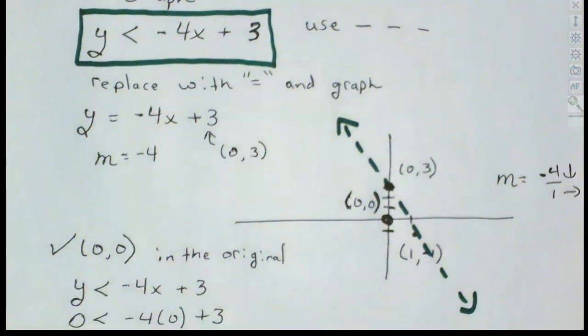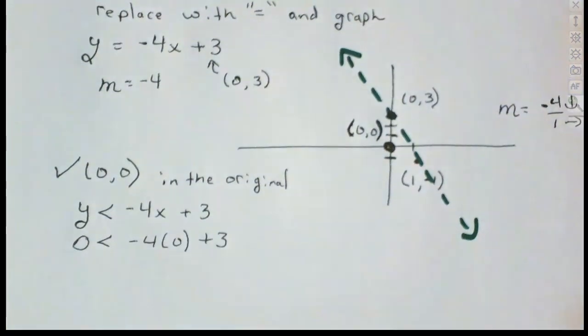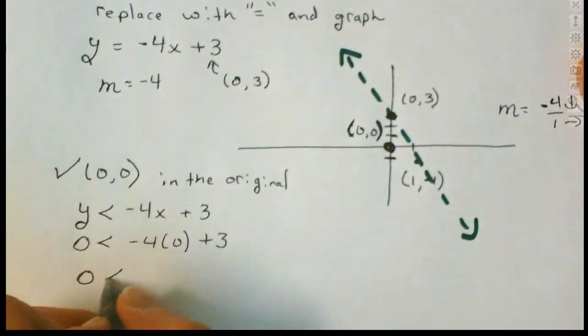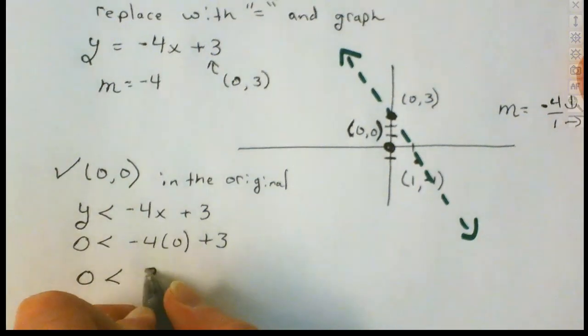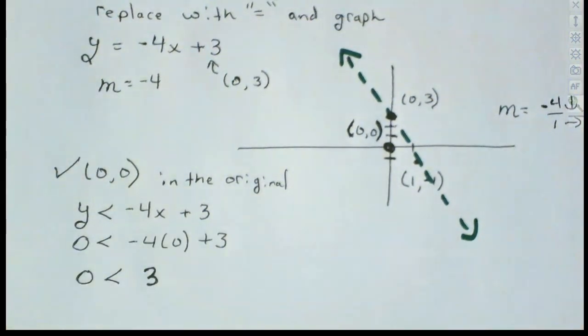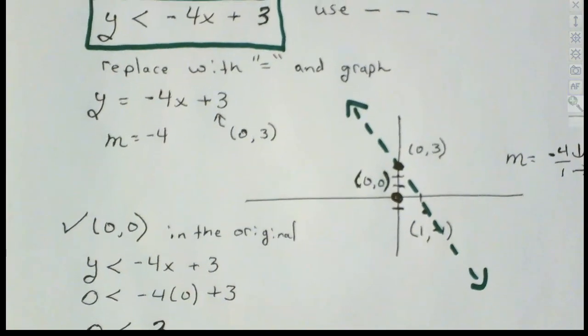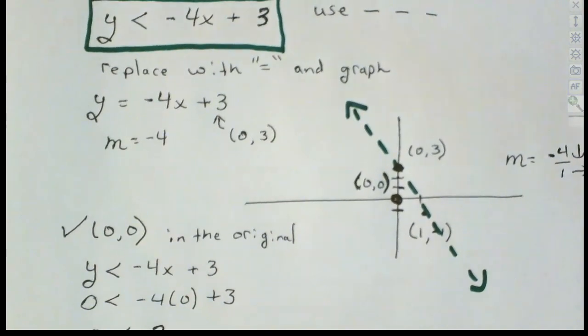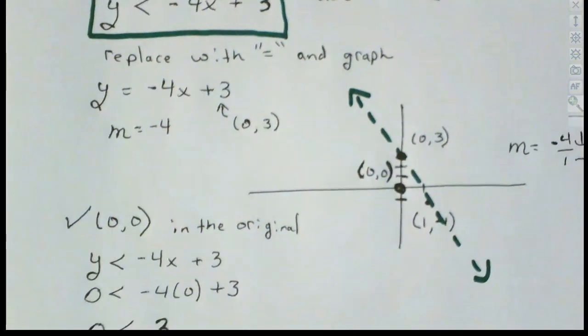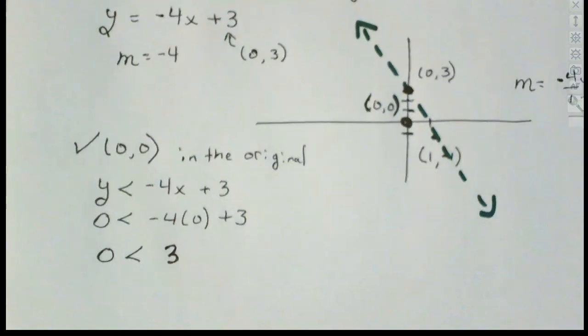And if I plug those zeros in, I end up with 0 is less than 3. And I'll slow down a bit so that we can get caught up here. So let's talk about what we did. We took our line inequality. We decided first off if we were going to use a solid or dotted line. Because the inequality was strictly less than, we would use a dotted line. Then we replaced it with an equal sign, and we graphed it.